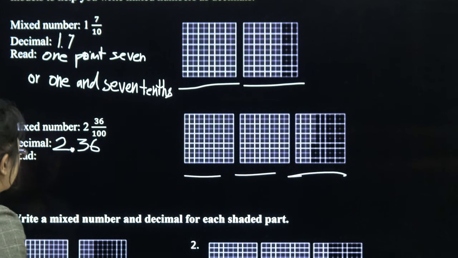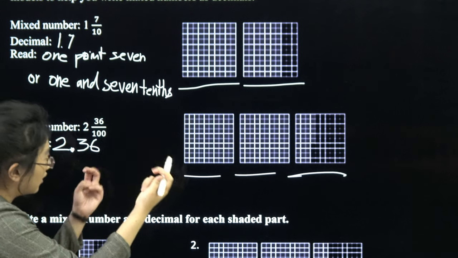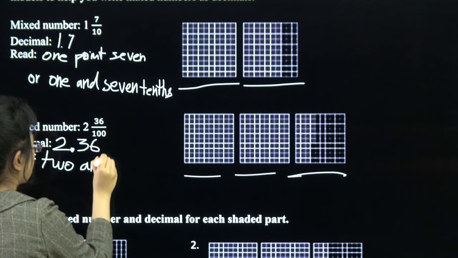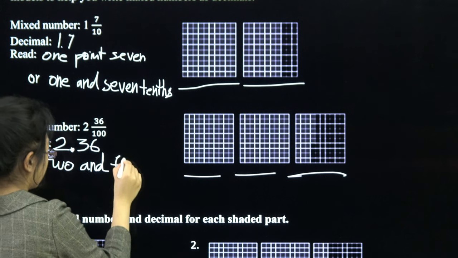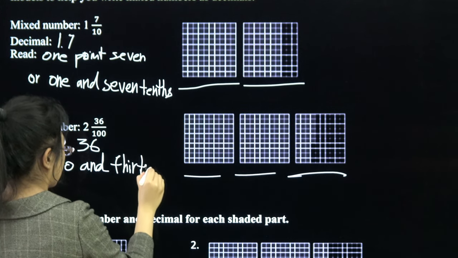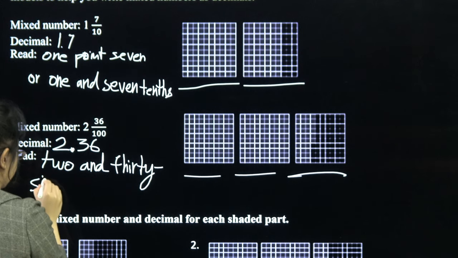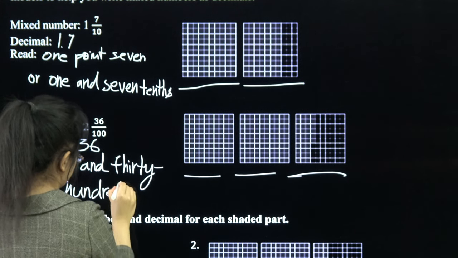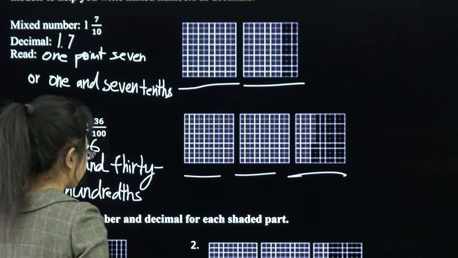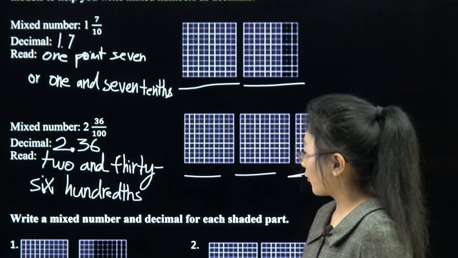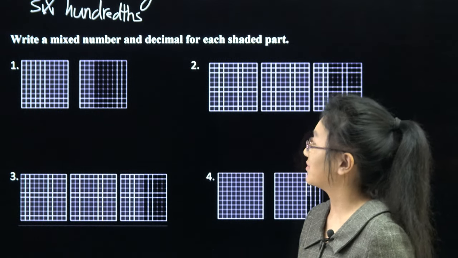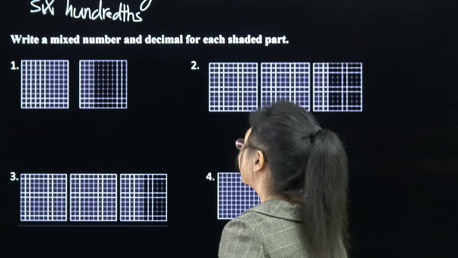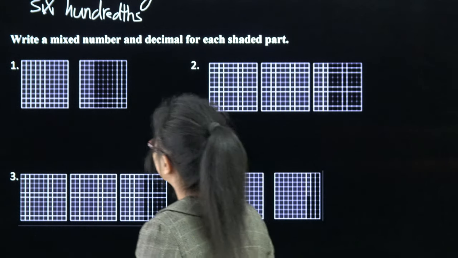Or 2.36. Nobody really says that though. So it's 2.36, or the formal way to read it would be 2 36/100. Hooray! Let's do some practice problems. Write a mixed number and a decimal for each shaded part. Okay, at least we don't have to write out the entire thing, which is the read bit.